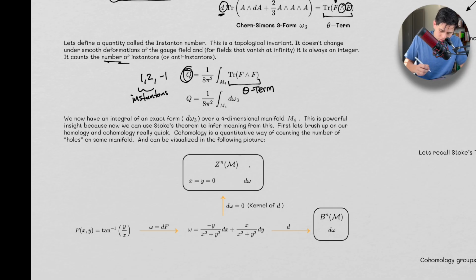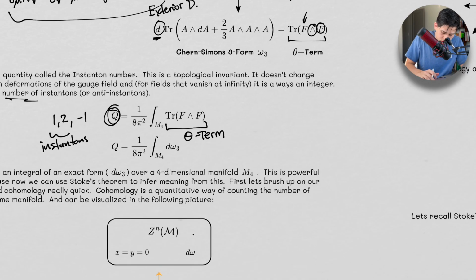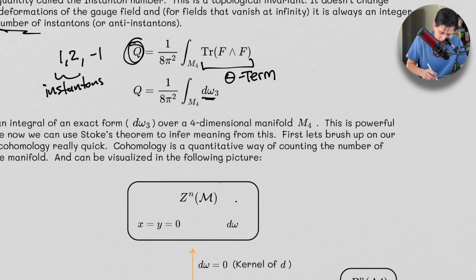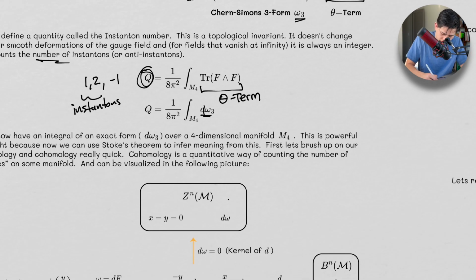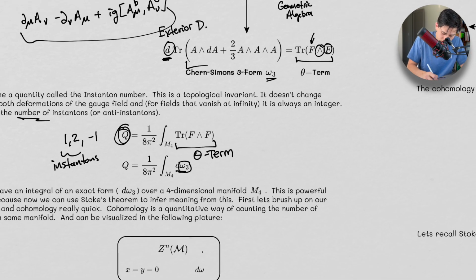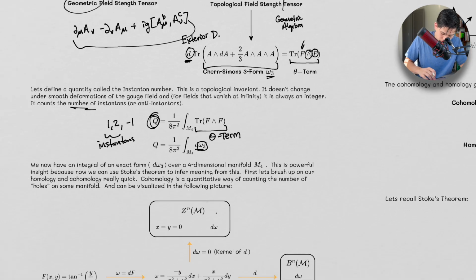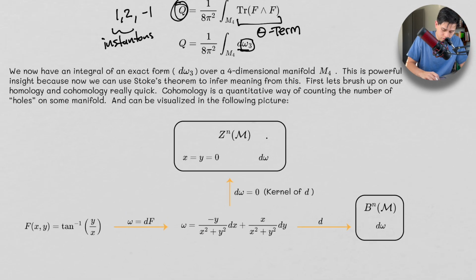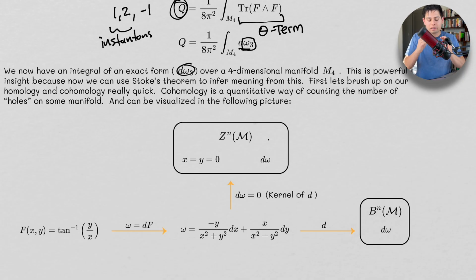right? And so the theta term, we said, was the exterior derivative of the Chern-Simons 3-form, okay? And that's right here, right? So we're calling this omega 3, that's all of this, okay? So now we have an integral of an exact form. Okay, we'll see exactly what an exact form is.